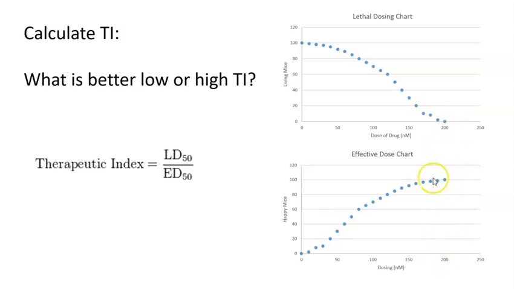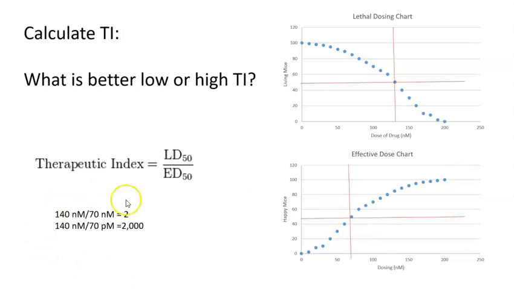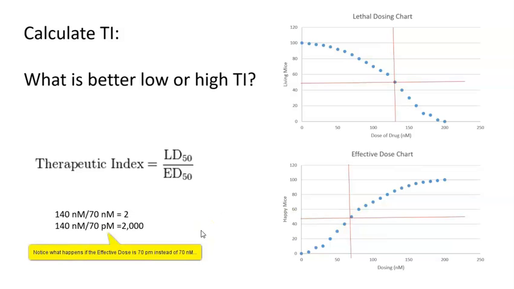So that's not good. 50% here is, so if we throw in some numbers here, we have essentially this initial one is about 140 nanomolar, and here we have about 60 nanomolar. So we have the lethal dose at about 140. The effective dose is about 60. So again, the higher the therapeutic index, the higher that number, the better that drug is.